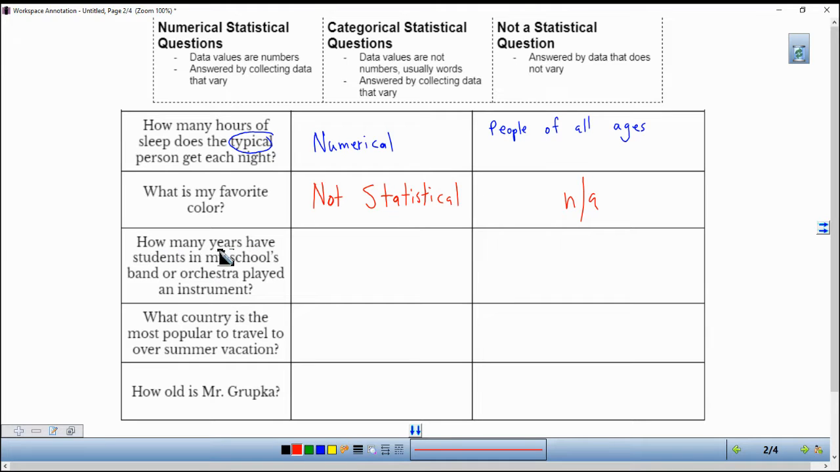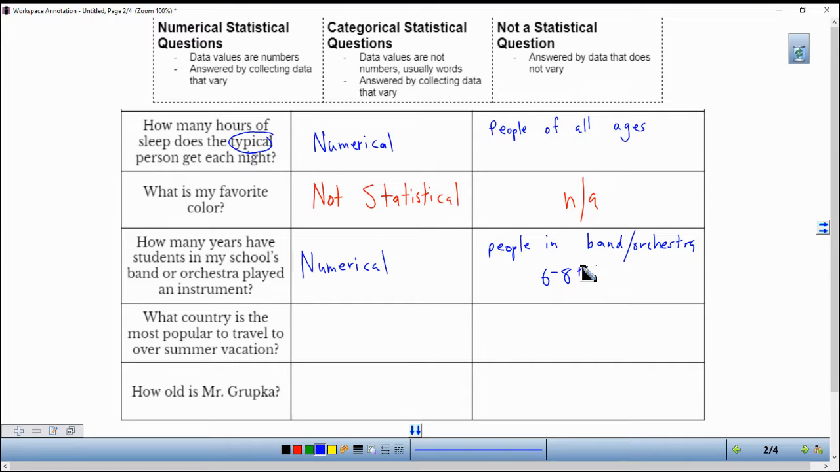How many years have students in my school's band or orchestra played an instrument? How many years? It's looking for the number of years. So different people in the orchestra or band might have different amounts of experience. So that's going to be numerical. And who would you ask? You'd ask people in band or orchestra. Now, you probably also want to ask people that are not just in one grade. You'd probably ask 6th through 8th graders.